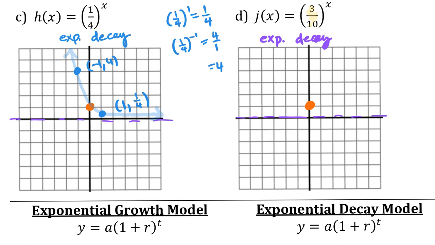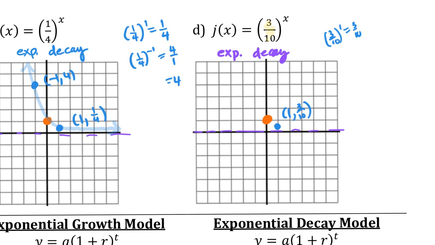Okay, now I'm going to do 2 points. If I do 3/10 to the first power, I get 3/10. 3/10 is low, so maybe like right here. (1, 3/10). Okay, now let's do negative 1. So if I do 3/10 to the negative 1, the 1 doesn't do anything, but the negative flips it, so I'm at 10 over 3.